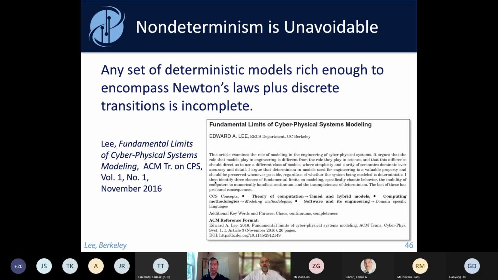So in 2016, I published a paper in the very first ACM Transactions on Cyber-Physical Systems, Volume 1, Number 1. I love the fact that this was in the very first issue. It's called Fundamental Limits. And in this paper, I prove that any set of deterministic models that's rich enough to encompass Newton's laws and also has discrete transitions, that any such set is incomplete.